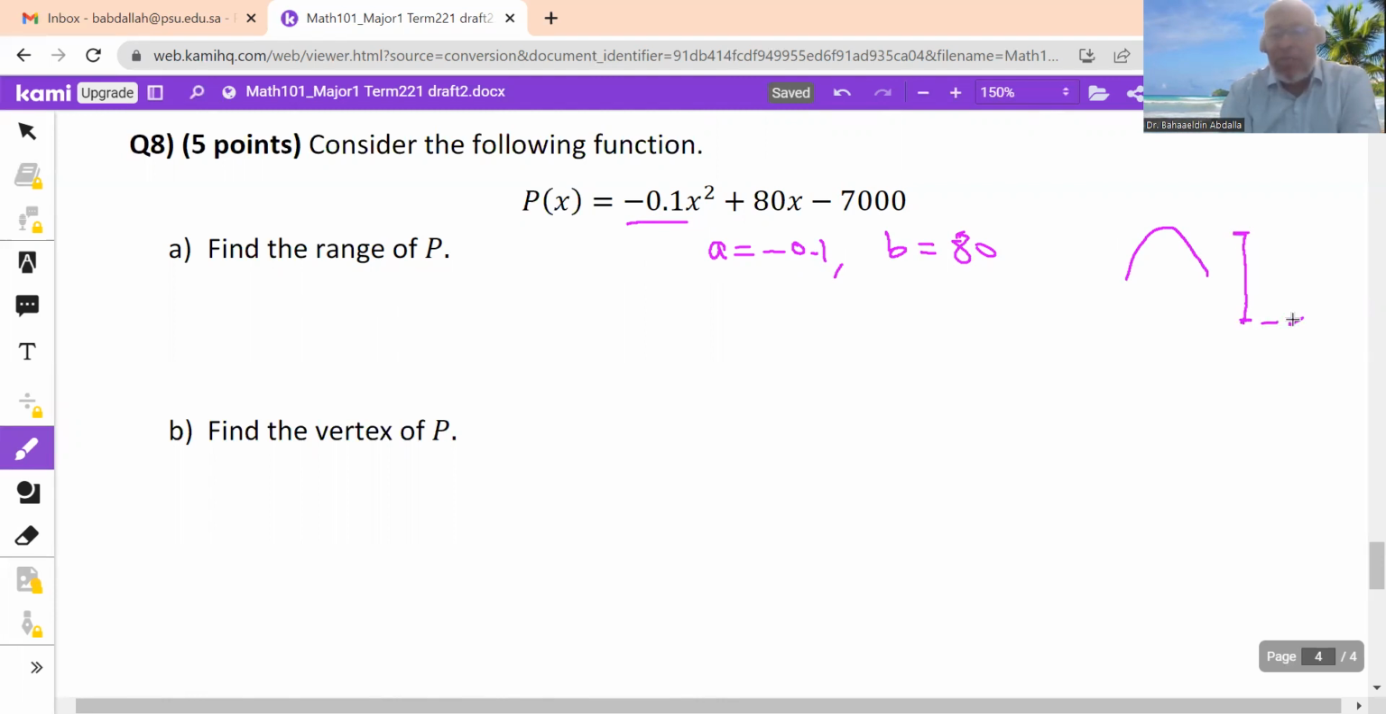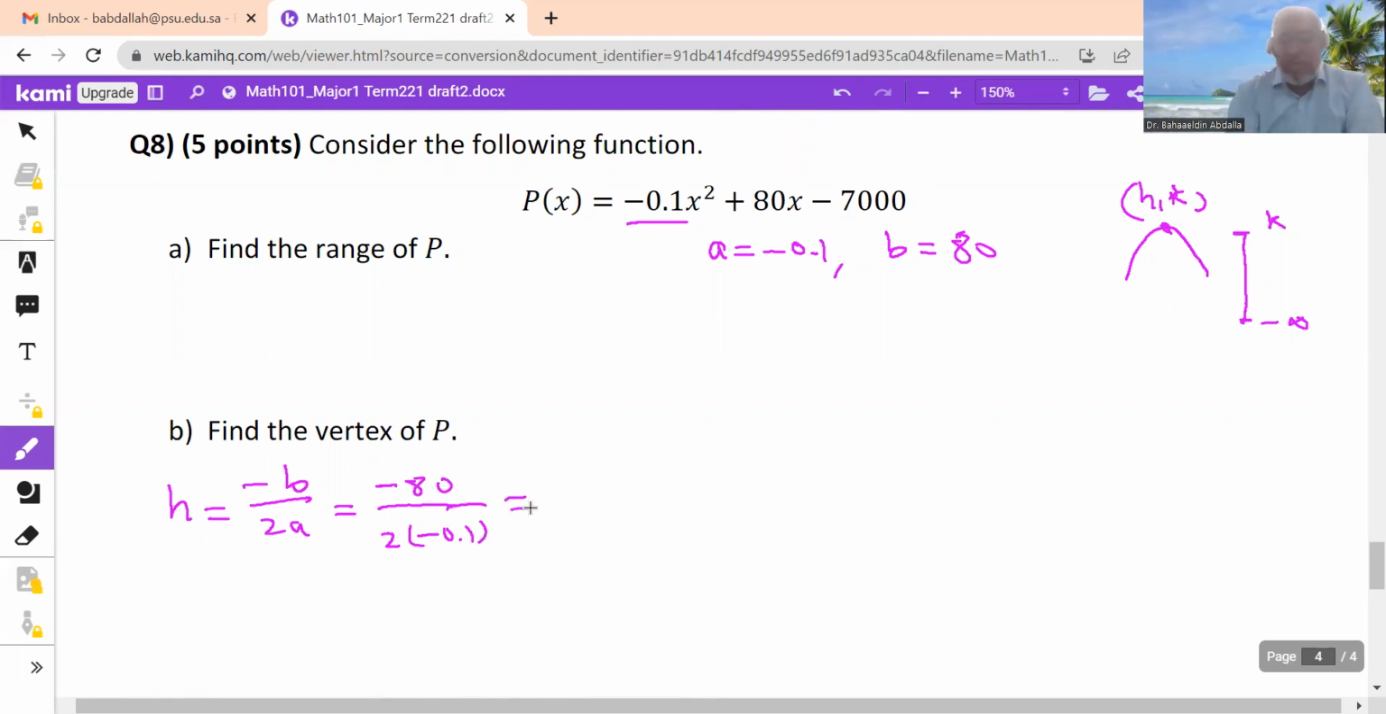The range would be from negative infinity to k, where this point is (h, k), the vertex of the parabola. So I need to determine k; I need to find the vertex. I notice that in part B, he is asking about the vertex. So I know the formula that h, the x coordinate of the vertex, is equal to negative b over 2a. So b is 80, so I'll have negative 80 over 2 times negative 0.1, because a is negative 0.1.